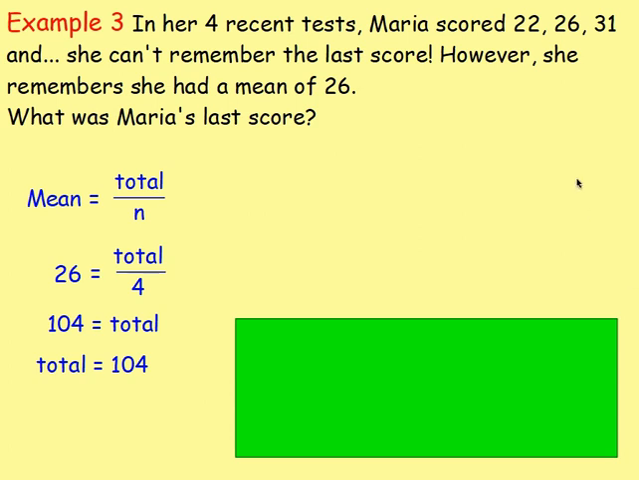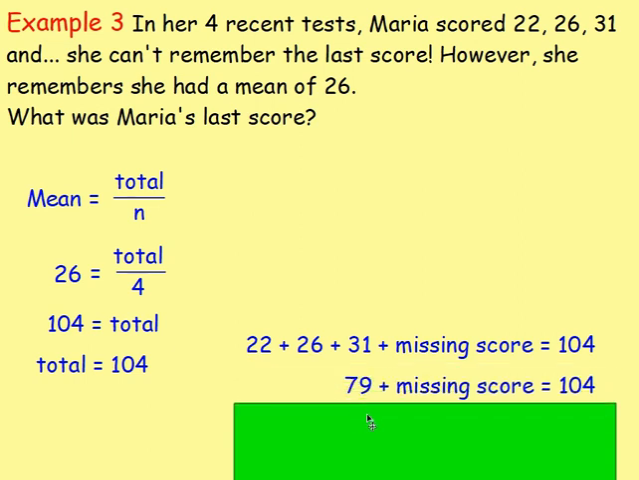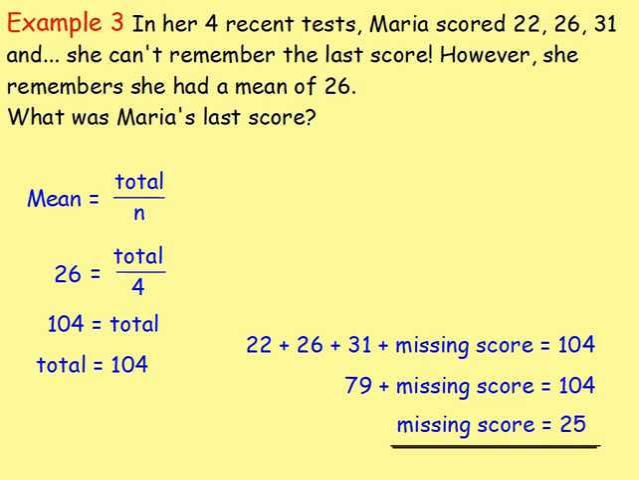So in other words, if you think about this, Maria scored 22, 26, 31 and some missing score that she has forgotten, and she knows then that you would have a total of 104. So 22 add 26 add 31 add something is 104, and you can easily work out that something. To begin with, 22 add 26 add 31 is... Brilliant, that's going to be 79. And that, add the missing score is 104. So if you subtract 79 from both sides, Maria's missing score, the one she has forgotten, is 25.